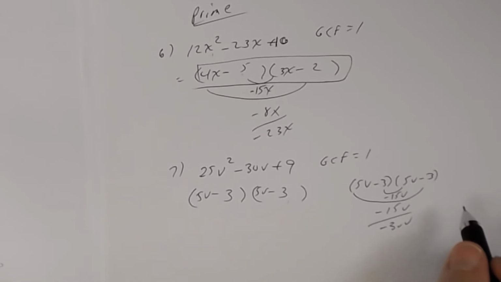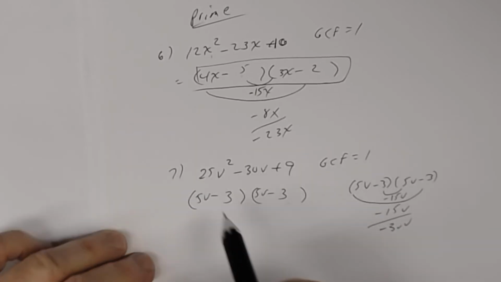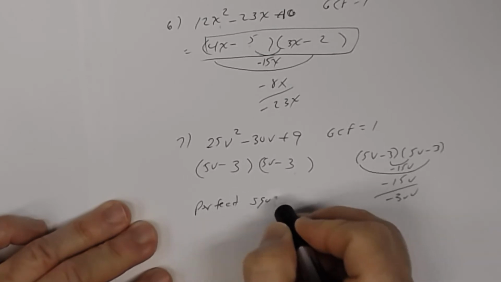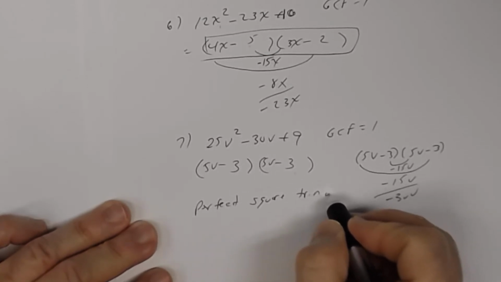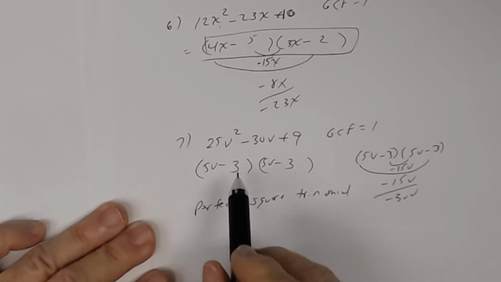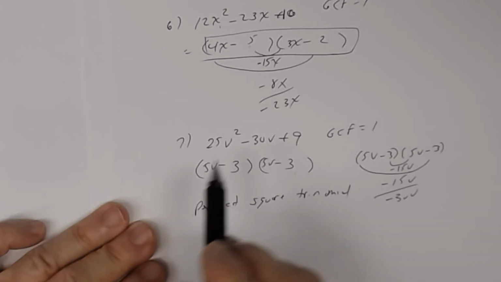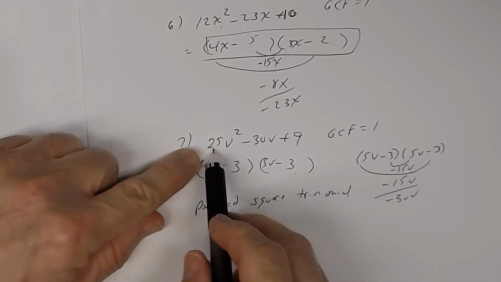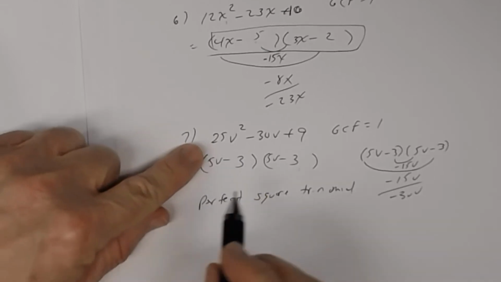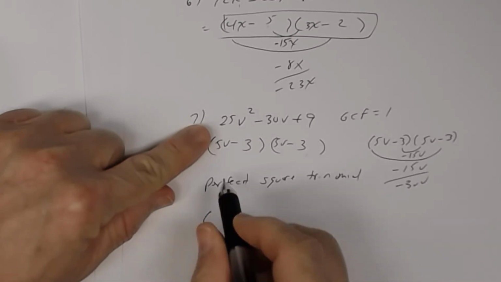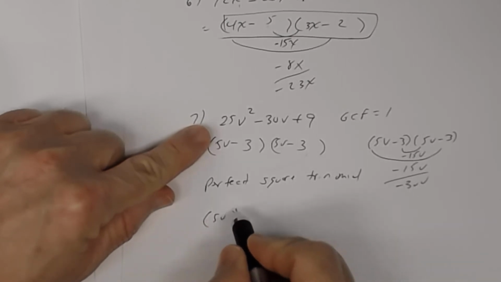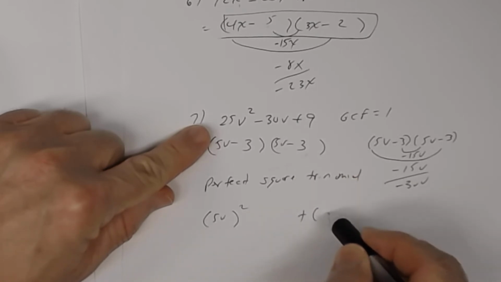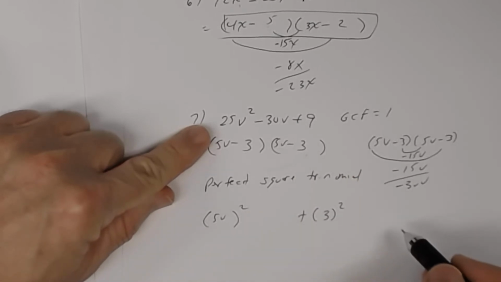There was a lesson that you learned that talked about the perfect square trinomial. And I want you to notice that some of you may have recognized right away that this is a perfect square trinomial. Because watch. You see how this 25v squared is a perfect square? So in other words, I can write 25v squared as 5v to the second power. And you see this plus 9? I can write that as 3 to the second power, right?